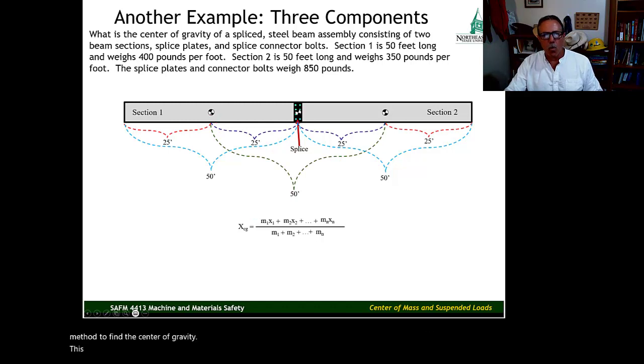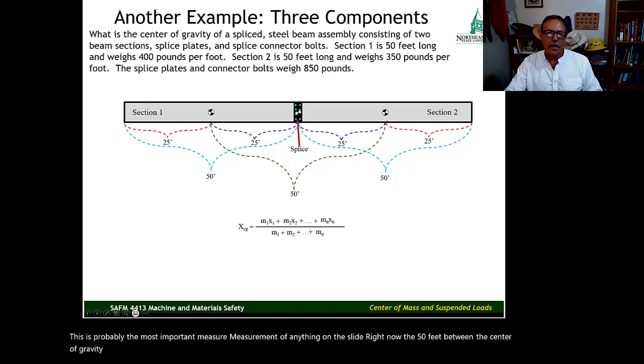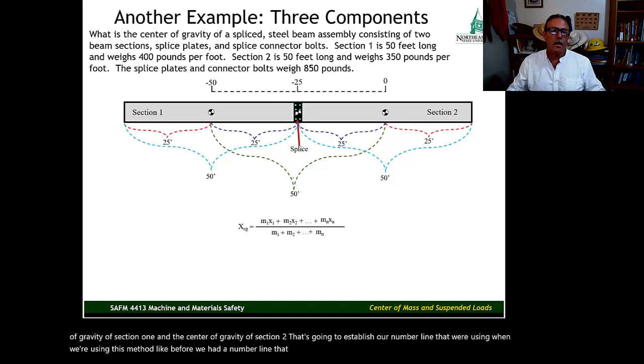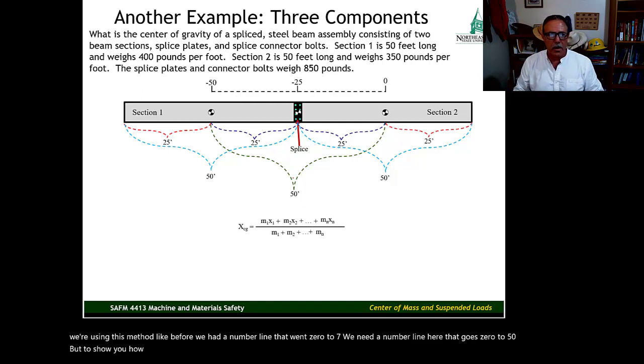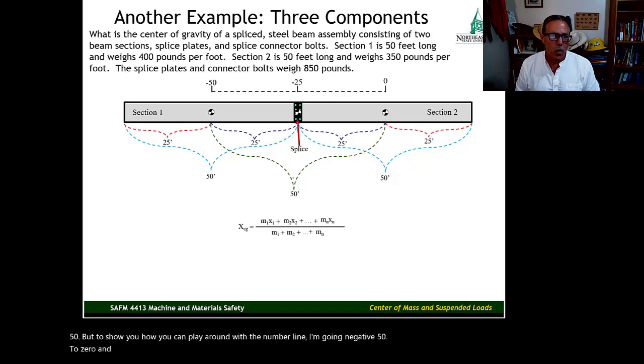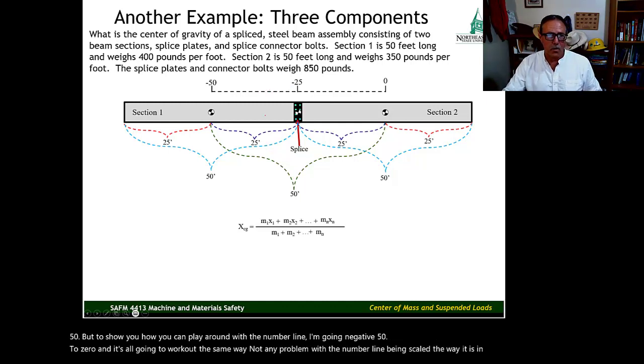This is probably the most important measurement of anything on the slide right now, the 50 feet between the center of gravity of Section 1 and the center of gravity of Section 2. That's going to establish our number line that we're using when we're using this method. And like before, we had a number line that went 0 to 7. We need a number line here that goes 0 to 50. But to show you how you can play around with the number line, I'm going negative 50 to 0. And it's all going to work out the same way. Not any problem with the number line being scaled the way it is in this example solution that I'm giving you.